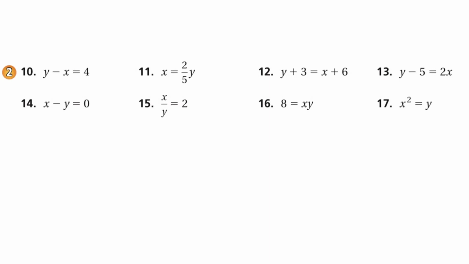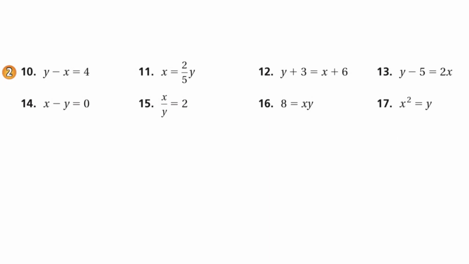When you're solving these, on number 10, you'll add x to both sides. On number 11, you'll multiply both sides by 5 over 2. On number 12, to get y by itself, you subtract 3 from both sides. On number 13, to get y by itself, you add 5 to both sides. On number 14, first you add y to both sides. Well, actually, that's all you do on that one.